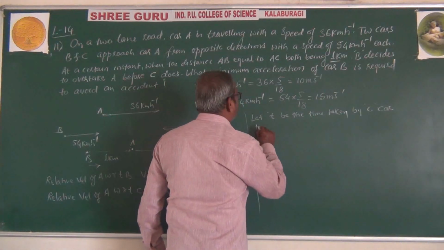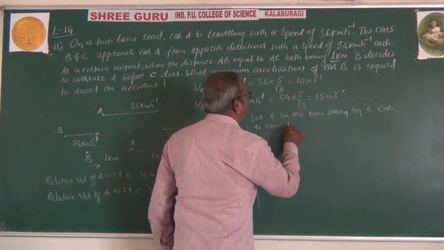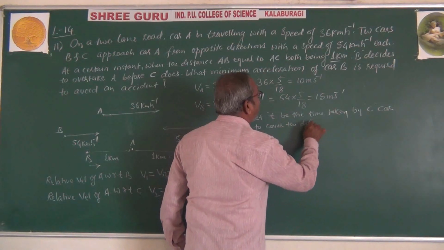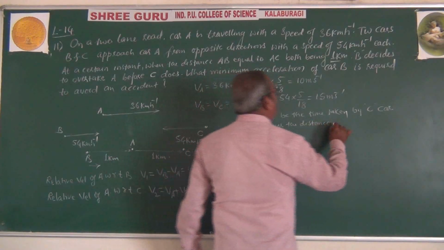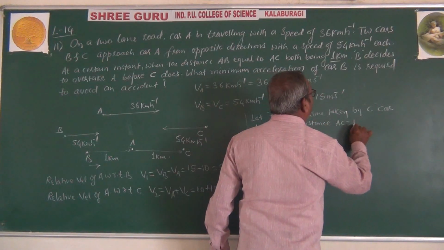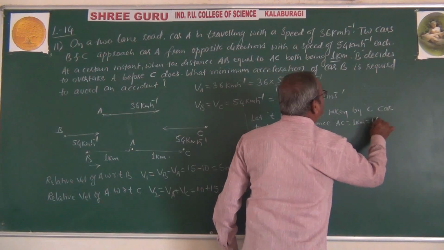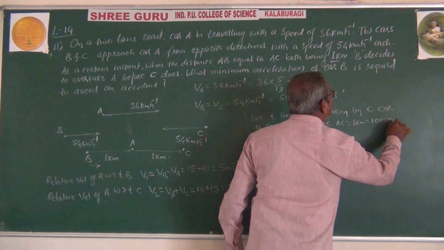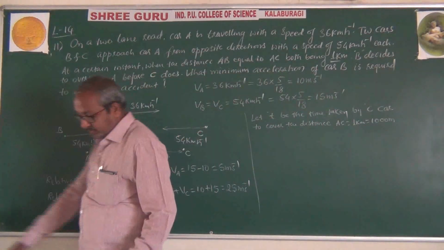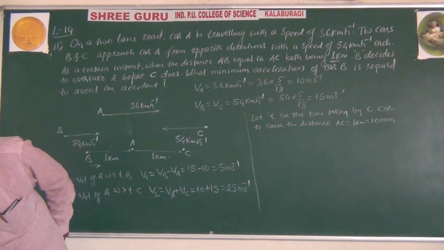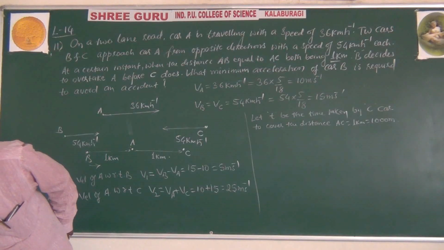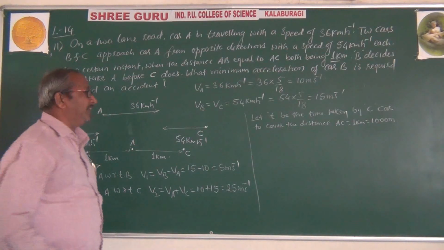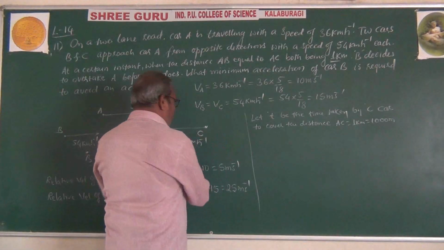The car has to cover the distance AC, which is equal to 1 kilometer, which is equal to 1000 meters. With what speed? With the relative speed, because both are approaching each other.